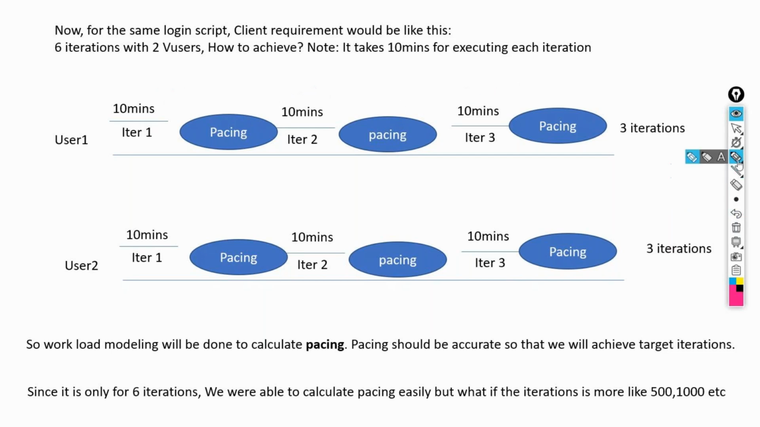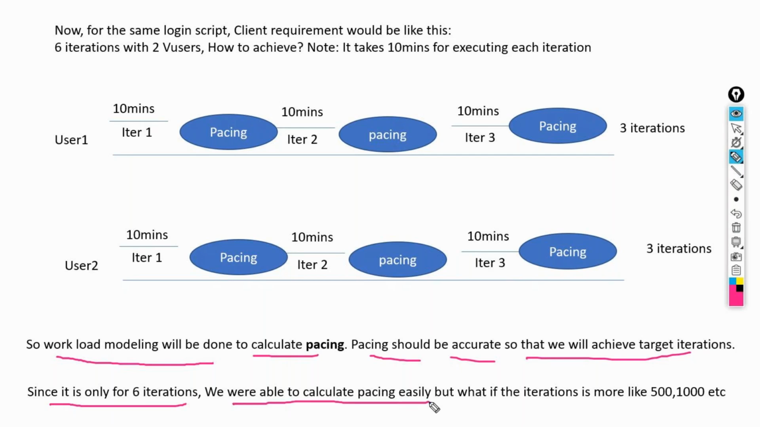Hope you understood why I have taken user 1 and user 2: because the client explicitly mentioned you need to achieve the target with 2 users, and one user achieved 3 iterations, the second user also achieved 3 iterations. Perfect. So workload modeling will be done to calculate pacing. Pacing should be accurate so that we achieve the target. Since this example is only for 6 iterations, we were able to calculate pacing easily.